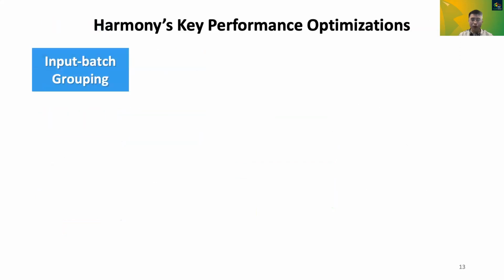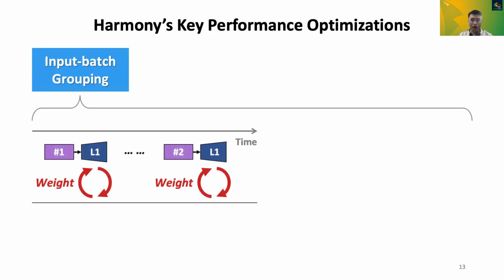For the performance goal, we introduce 4 key optimizations. First, input batch grouping. In vanilla training, each task needs to swap in its state like weights to compute multiple input batches that are scattered in the timeline.